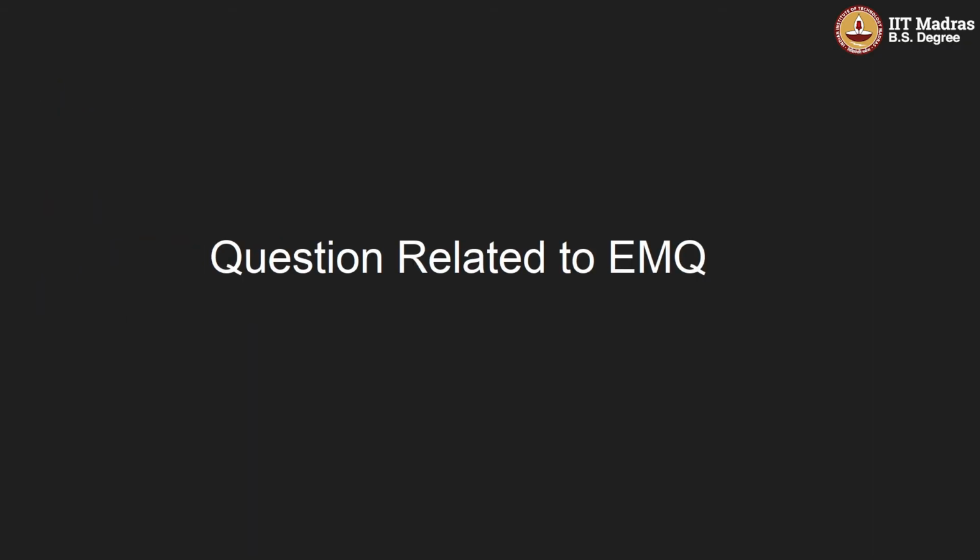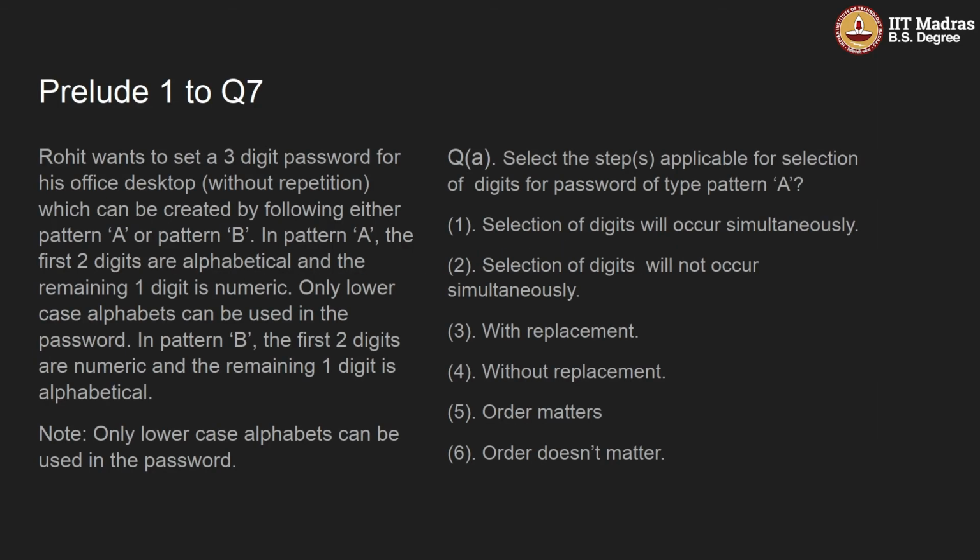Now let's solve some questions related to EMQ. Now the question is, Rohit wants to set a 3-digit password for his office desktop which can be created by following either pattern A or pattern B. Okay, so there are two patterns, pattern A and pattern B.